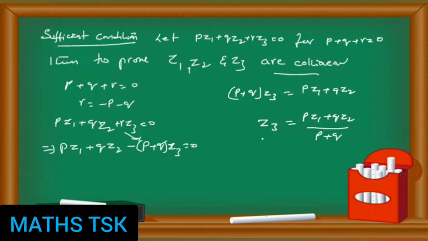So Z3 divides Z1, Z2 in the ratio P is to Q. So here Pz1 plus Qz2 is divided by P plus Q. Z3 divides Z2, Z1 in the ratio P is to Q. From the above conditions, we can conclude that Z1, Z2, Z3 are collinear. Then there exist three scalars P, Q, R such that Pz1 plus Qz2 plus RZ3 is equal to 0 such that P plus Q plus R is equal to 0.